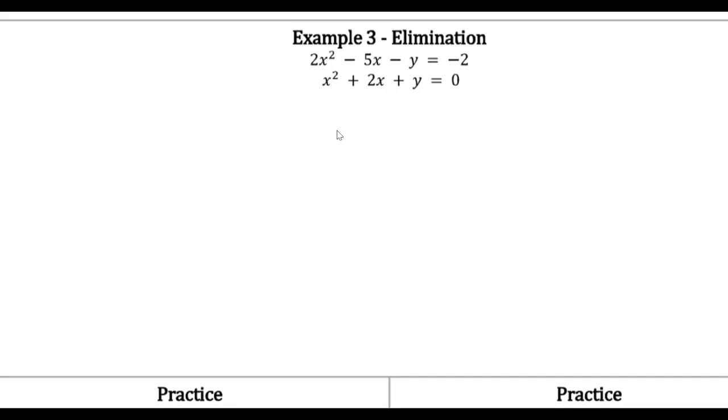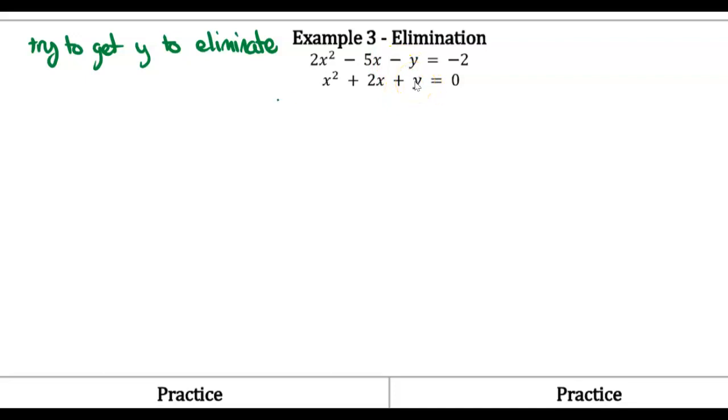Using the elimination method to solve a nonlinear system of equations. When we do this, we're trying to get y to eliminate. So we need it to be like plus y minus y, or plus 2y minus 2y, something that's opposite. When you look at this, this has a minus y and a plus y, so it's ready for elimination.